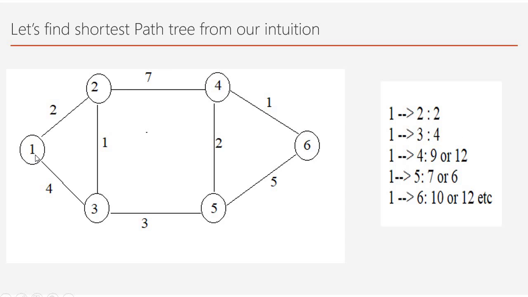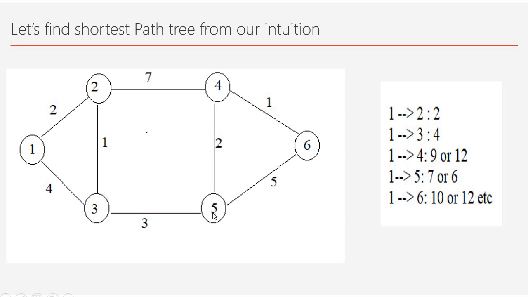If I go from 1 to 3, 3 to 2, and then 2 to 4, then 4 plus 1 is 5, plus 7, 12. So I may need a weight of 12 if I go via 3 and 2. Similarly, if I want to go to 5, I may go via 3, that is 1 to 3 is 4, 3 to 5 is 3, 4 plus 3 is 7.